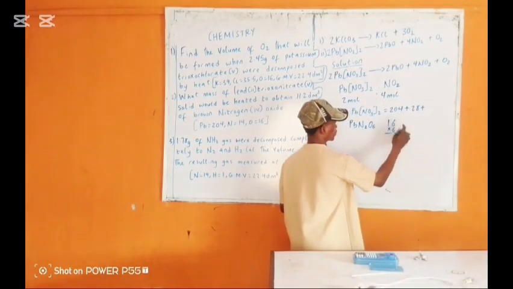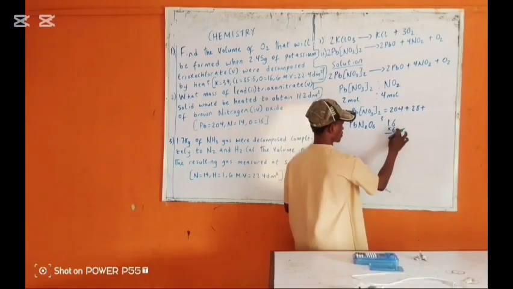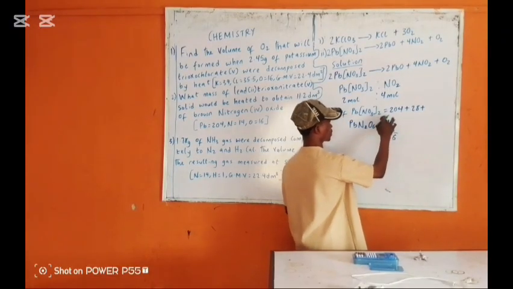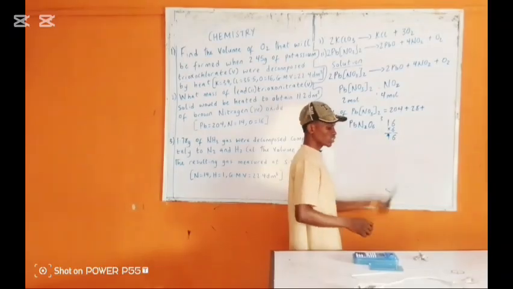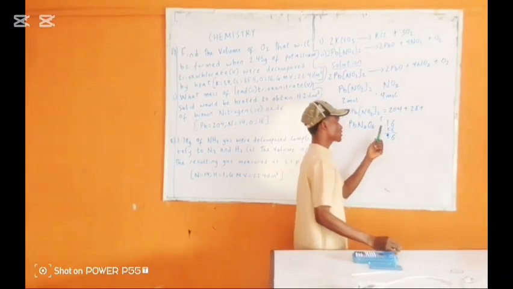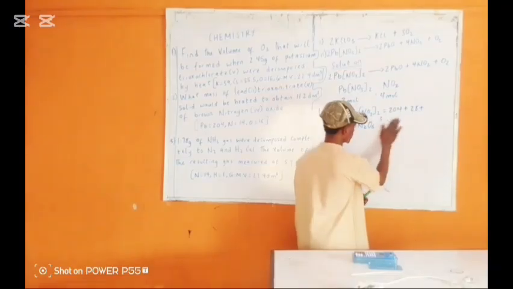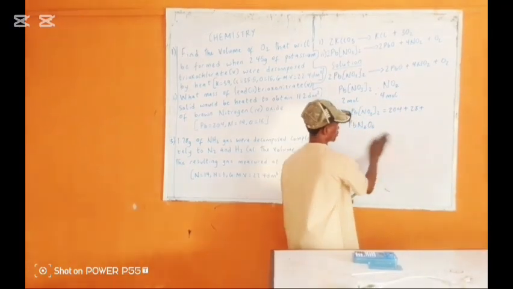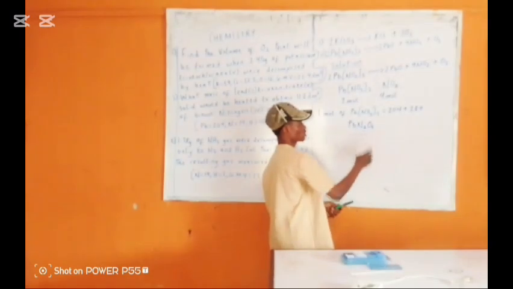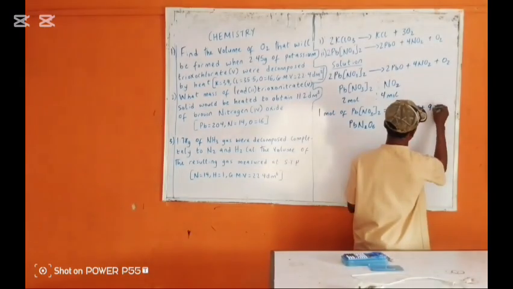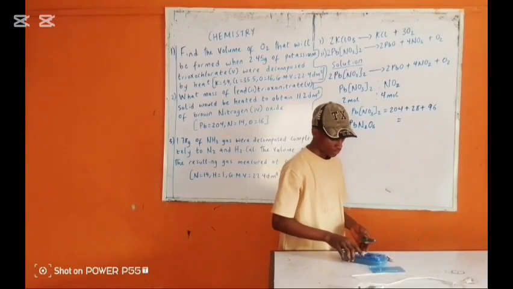6 times 6 is 36. We have 6 here, and we need 3. 6 times 1 is 6, and 6 plus 3 gives 9. So 16 times 6 will give us 96. Now let's add it together.